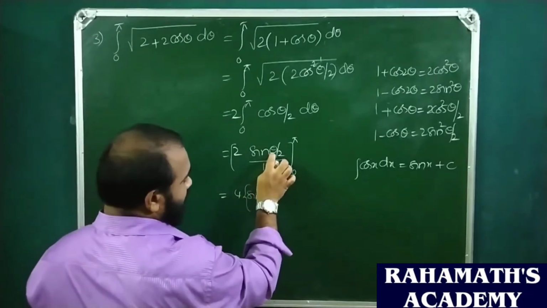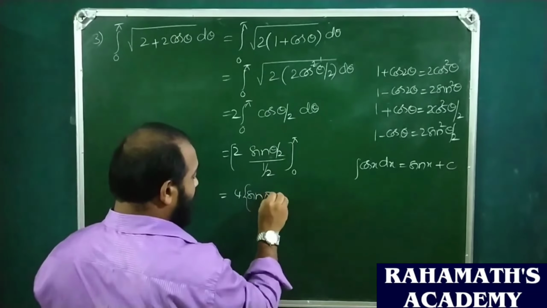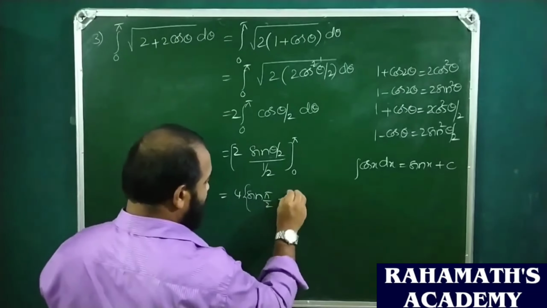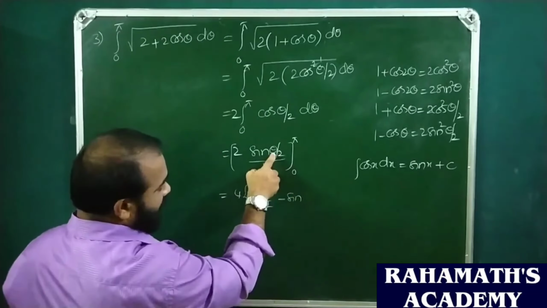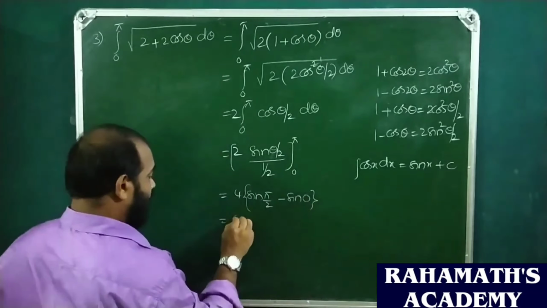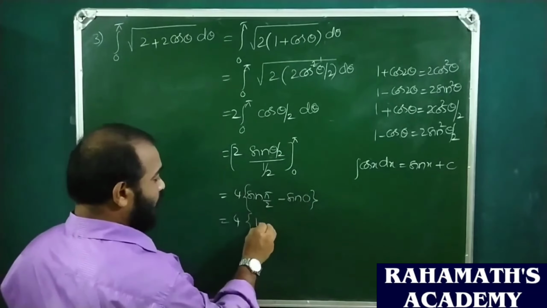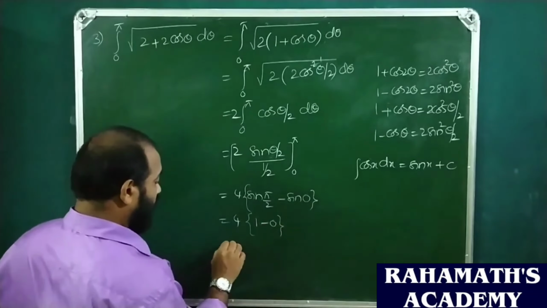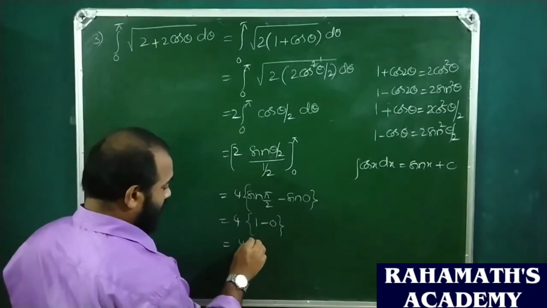In the place of theta substitute the upper limit pi by 2, minus sin, in the place of theta substitute the lower limit 0 by 2, which is 0. So 4 sin 90 value is 1, minus 0. So 4 ones are 4.